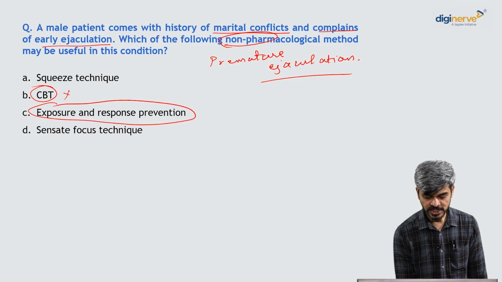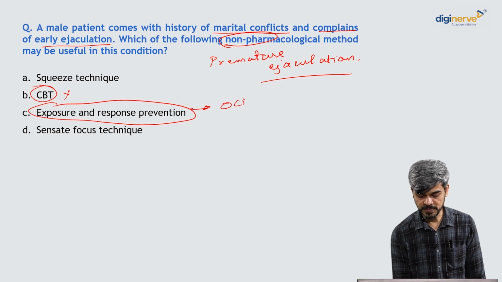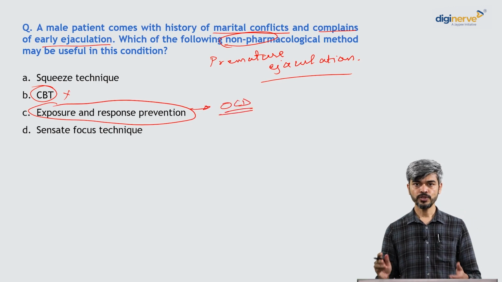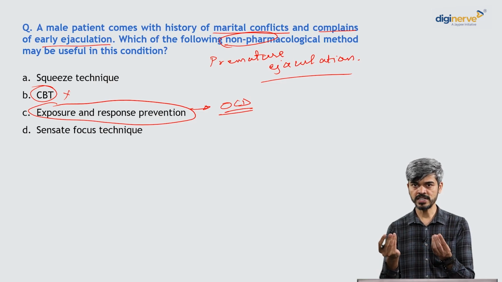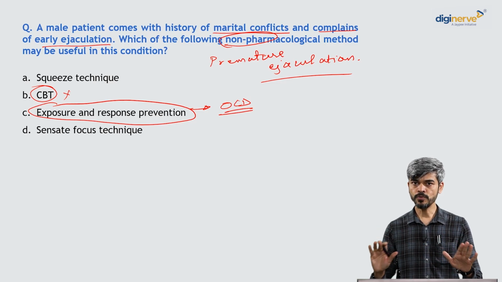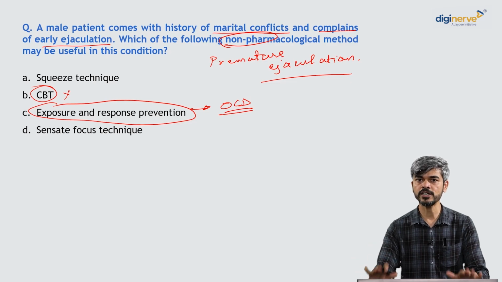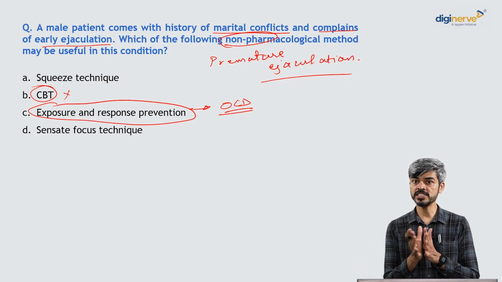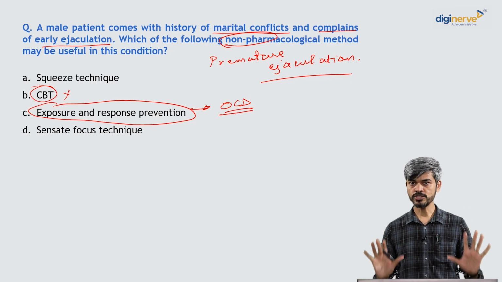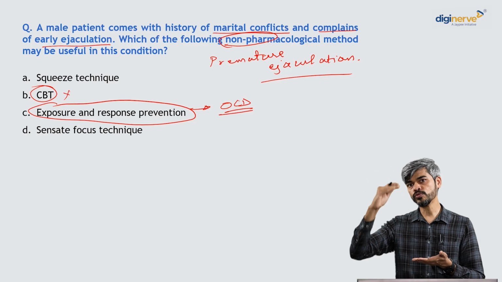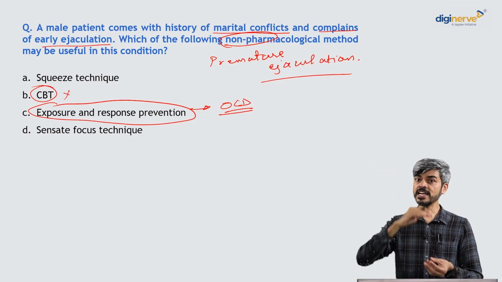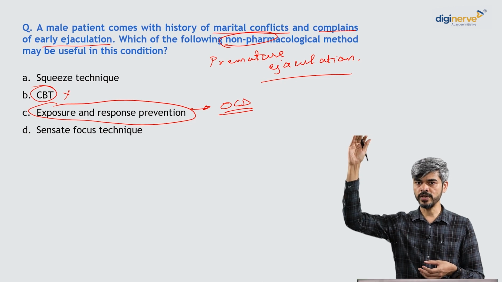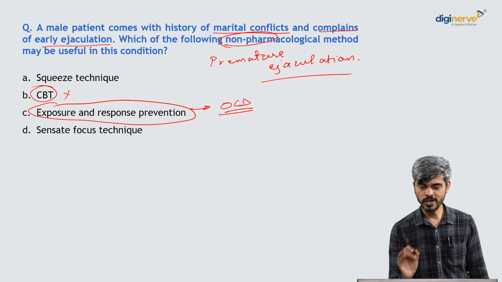Exposure and response prevention is the gold standard treatment for OCD, obsessive compulsive disorder, right? Where you expose the person to the anxiety provoking stimulus. So if the individual is worried about dirt and contamination, you make the person touch a contaminated object, and then he should not indulge in the compulsion of hand washing, right? He has to tolerate the distress and anxiety that arises. That is exposure and response prevention. You do it in a hierarchical fashion by choosing something which causes the least amount of distress, and you go on building the amount of distress slowly. That is ERP. So the answer is not ERP here.